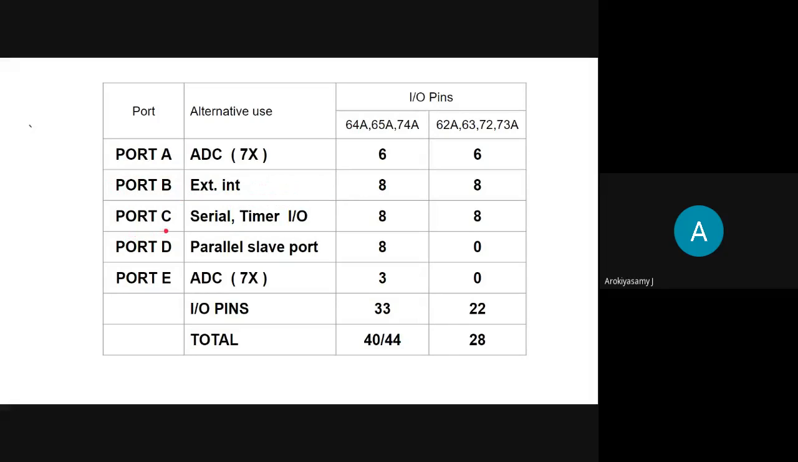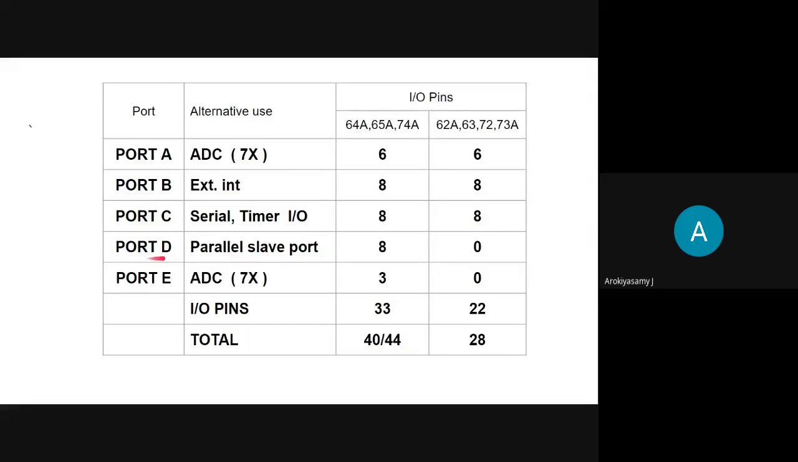Similarly, port C is also multiplexed. Port C has 8 lines. These 8 lines are common for serial, timer, and IO functions as well as port C. So multi-functions are provided for these pins. Each pin acts as multiple functions.